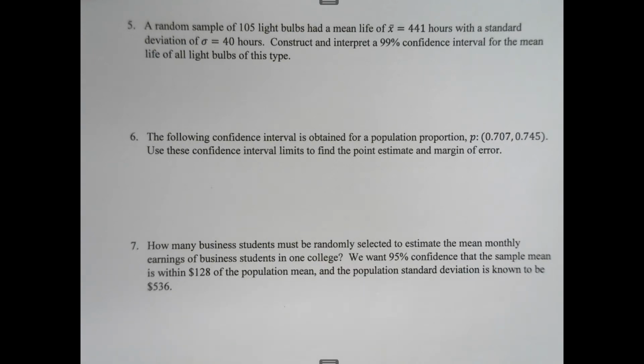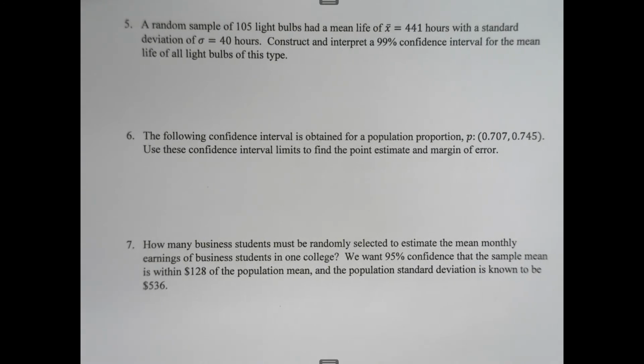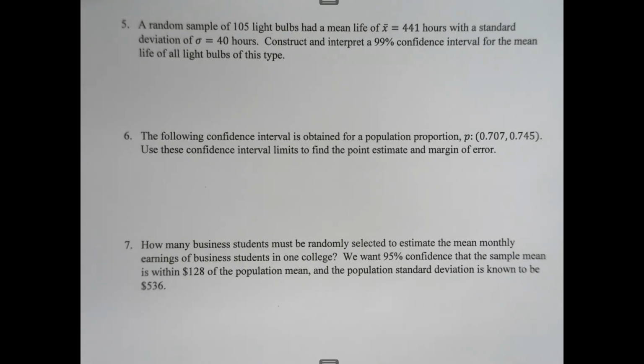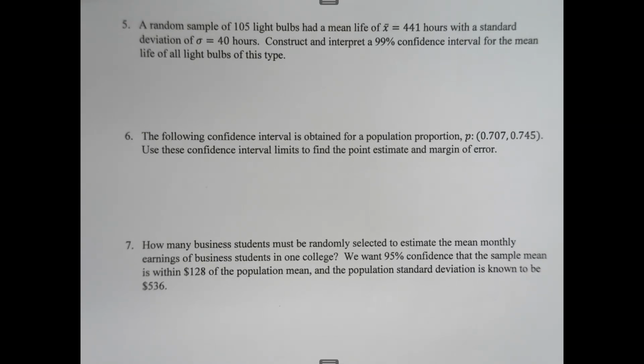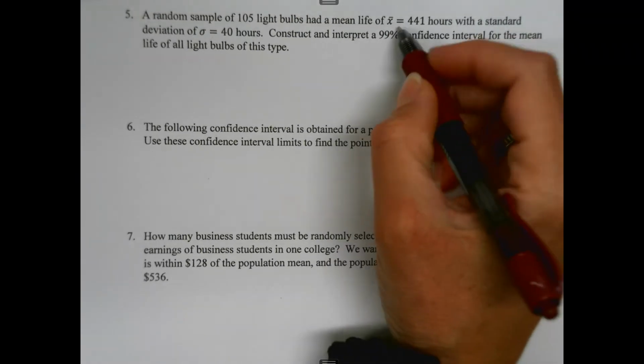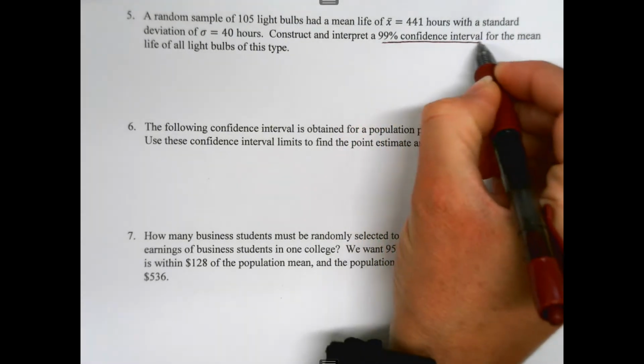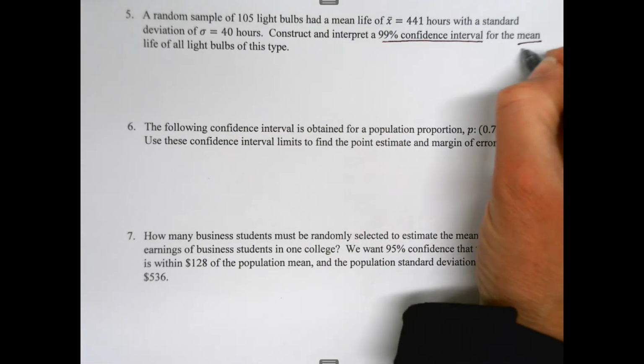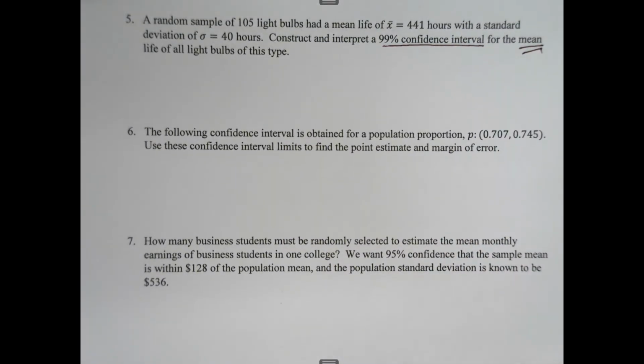A random sample of 105 light bulbs had a mean life of 441 hours with a standard deviation of 40 hours. Construct and interpret a 99% confidence interval for the mean life of all light bulbs of this type. It asks us for a 99% confidence interval, and it's talking about the mean.